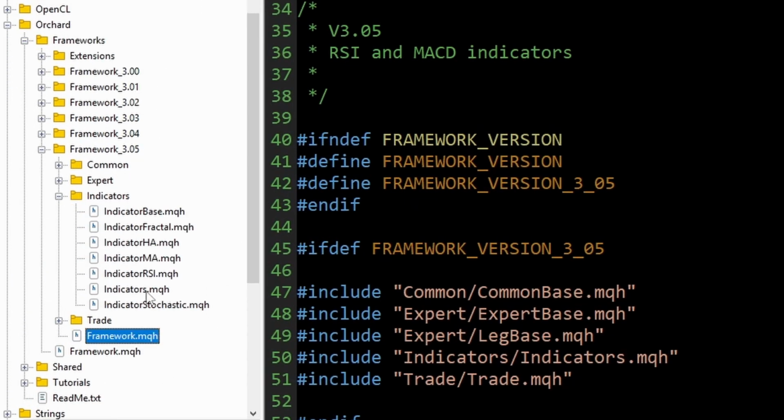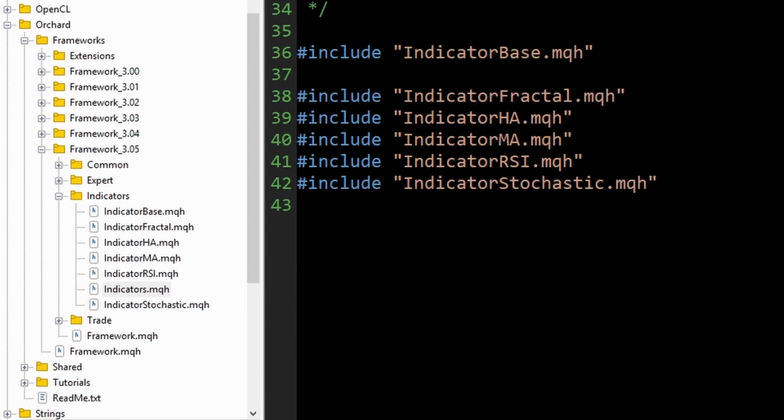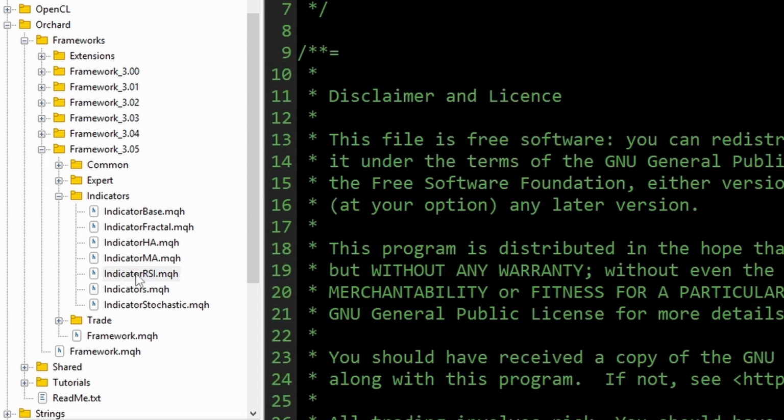In the indicators now, there is a master indicators.mqh, which just includes the indicator base and then each of the other indicator files. So far, I've only included the indicator RSI. I haven't included the MACD here. And then the indicator RSI file, I've simply copied the indicator MA as a beginning point.